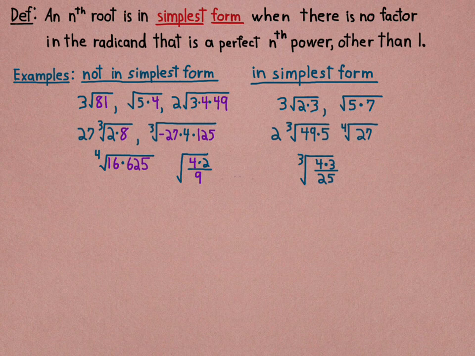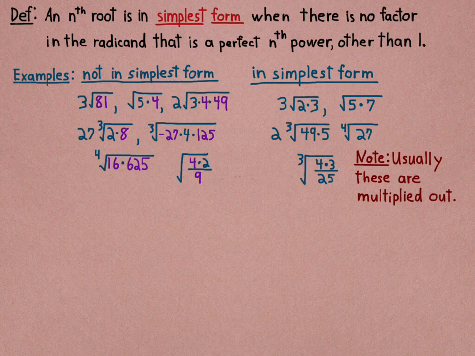The cube root of 4 times 3 over 25. 25 is 5 squared, but not 5 cubed. And 4 is 2 squared, but not 2 cubed. And of course, 3 is not a perfect cube. So this is why you need to know those perfect squares, perfect cubes, and perfect fourth powers that I had listed. Usually these are multiplied out when you see them. I just factor them so you can see the various parts, that they're not perfect squares or perfect cubes or perfect fourth powers, or whatever the case may be.